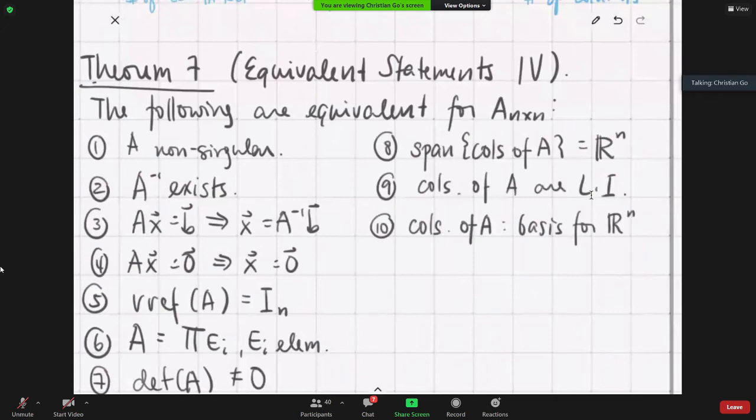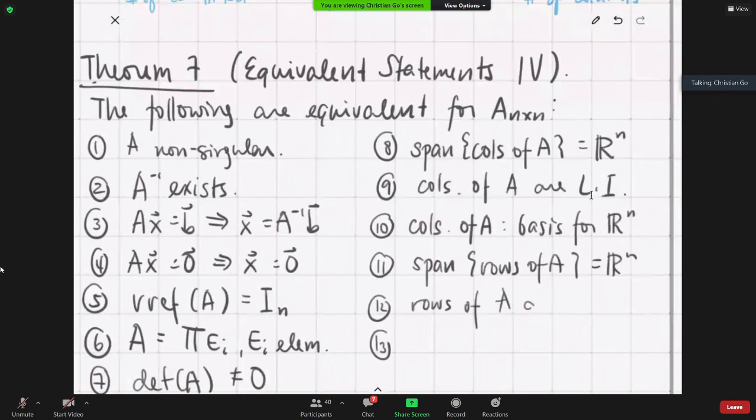And because A and A transpose are both invertible, those three statements on columns apply to rows as well. 11, 12, 13. The span of the rows is Rn. The rows of A are linearly independent, and the rows of A form a basis for Rn.